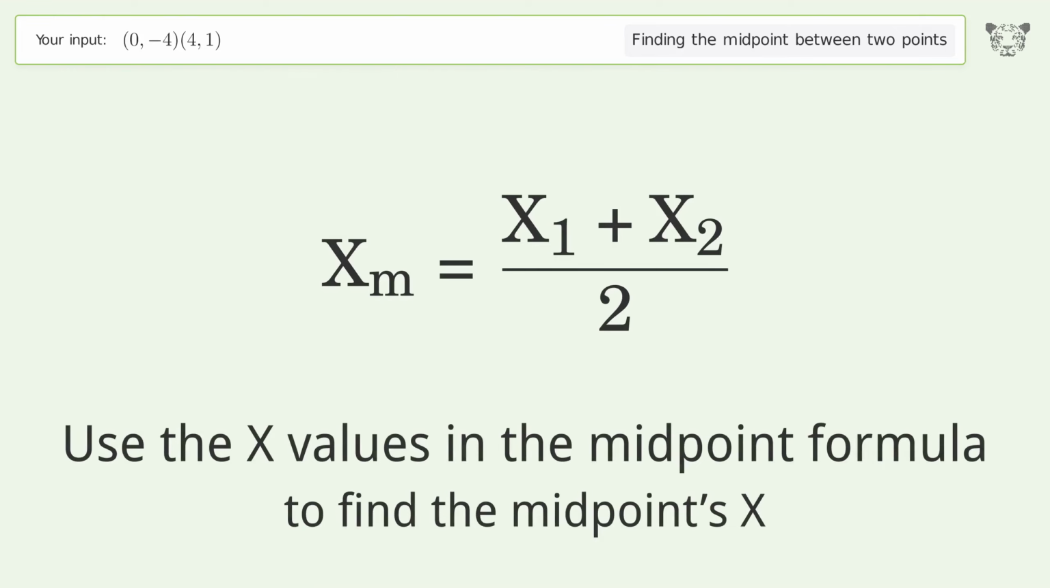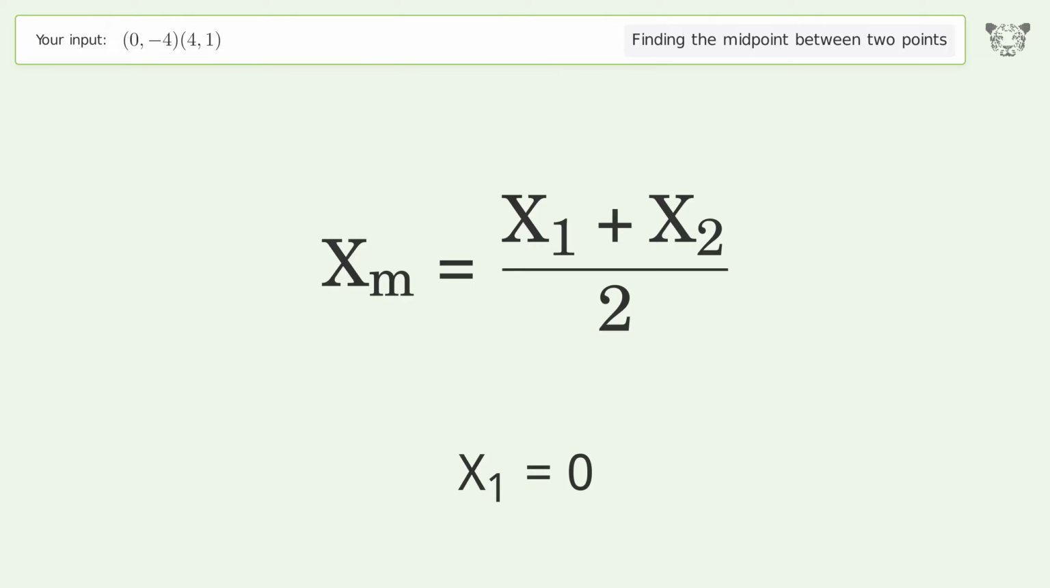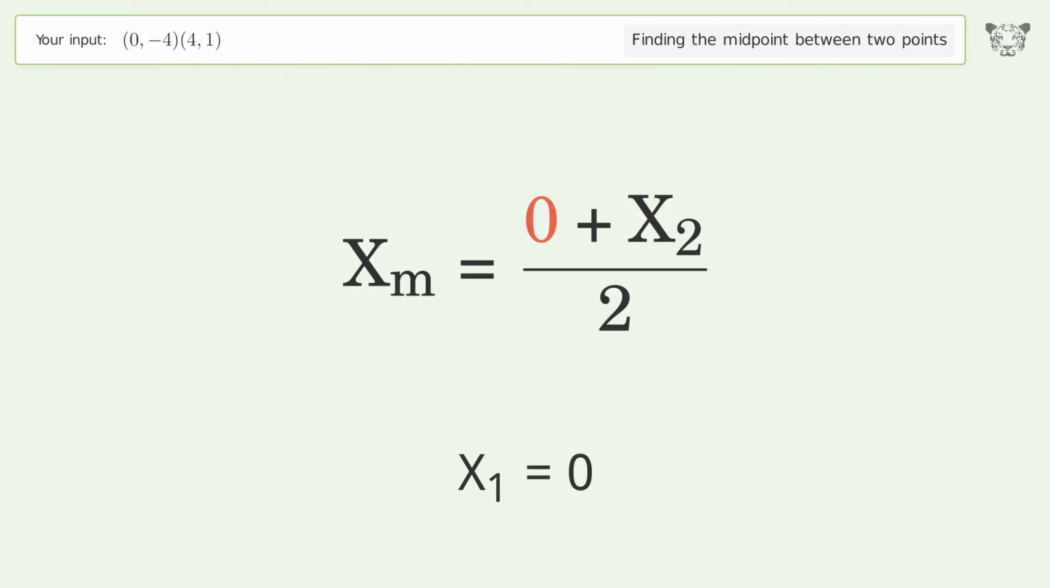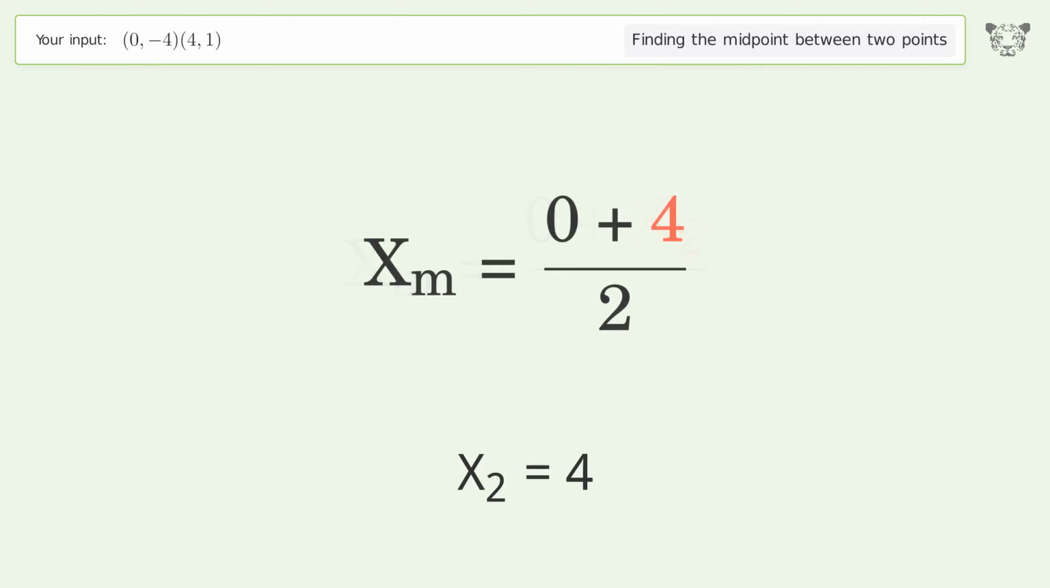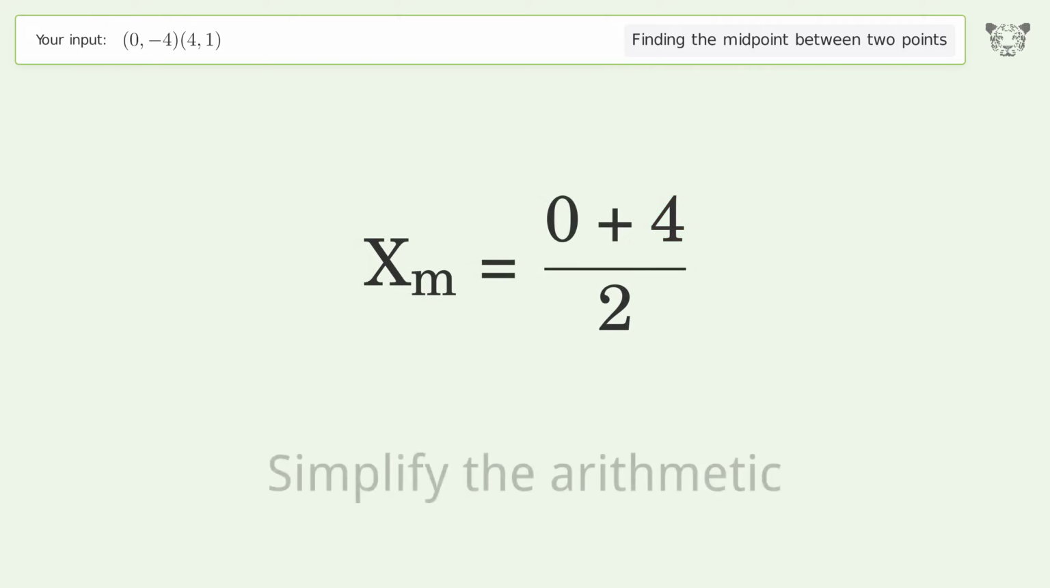Use the x values in the midpoint formula to find the midpoints x. x1 equals 0. x2 equals 4. Simplify the arithmetic.